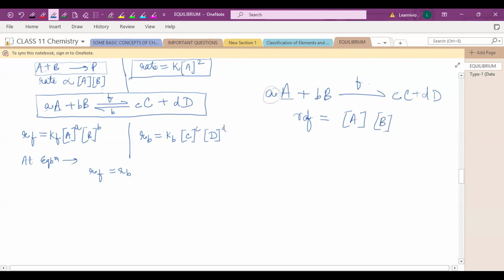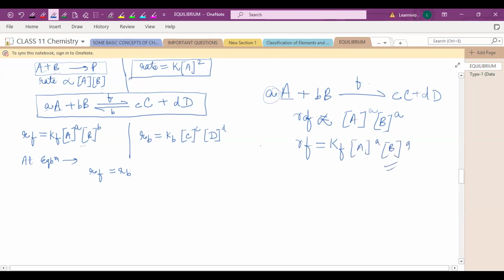Whatever the coefficient over here is, you have to write it as a power. So small a as the power of the A concentration, and small b as the power of the B concentration. So that is the rate equation. First we will write down the directly proportional relation, then when you remove this proportionality sign, you have to write some constant term. For the rate of the forward reaction, I will write Kf. What is Kf? It is the rate constant of the forward reaction. So the rate is Kf times concentration of A to the power a, and concentration of B to the power b. So that's how this equation is.